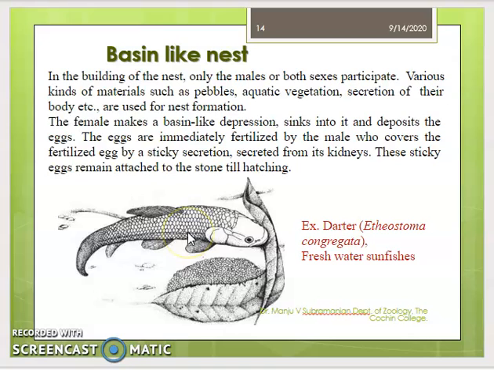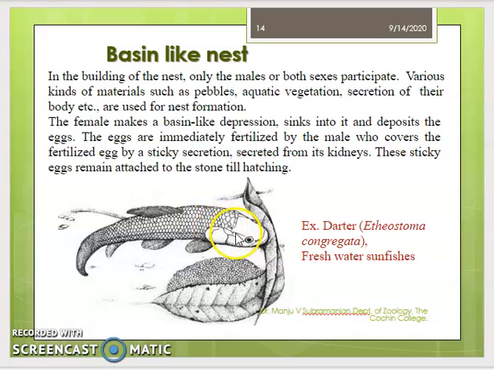The first is the basin-like nest. In building the nest, only the males or both the sexes can participate. They use various kinds of materials, such as pebbles, aquatic vegetation, and secretions of the body, to produce this nest. The female makes a basin-like depression, sinks into it and deposits the eggs. You can see a female fish here. This fish is a darter, a freshwater sunfish. These exhibit parental care by producing the basin-like nest.